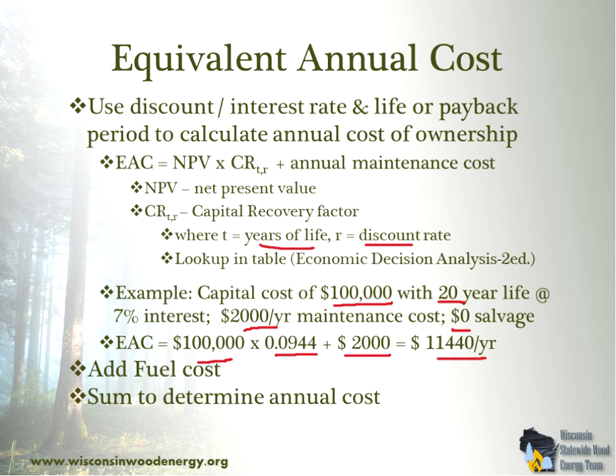So here's an example. I've got my capital cost of $100,000. It's a 20-year life at 7%. I've got $2,000 a year in maintenance costs, and I'm going to assume that at the end of the project, the salvage value is zero. Now, if it had a salvage value, you'd actually subtract that from your initial capital cost, because at the end of 20 years, that would be what you'd sell it for. I'm going to assume it's zero, just to keep it simple.